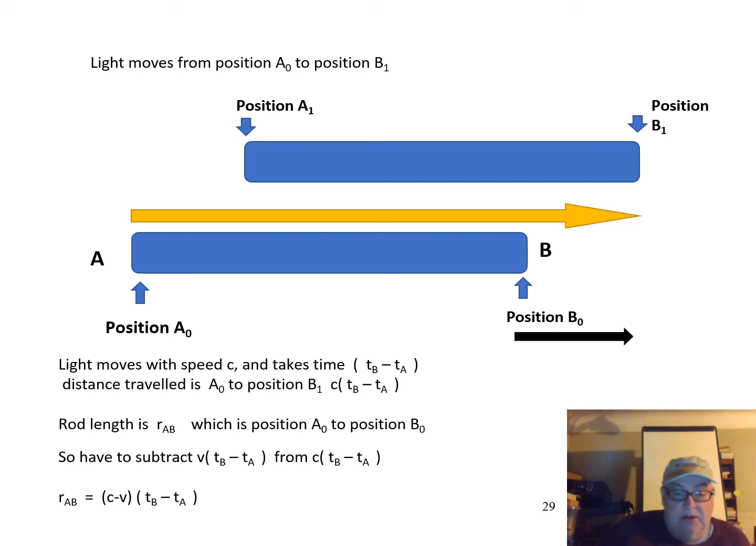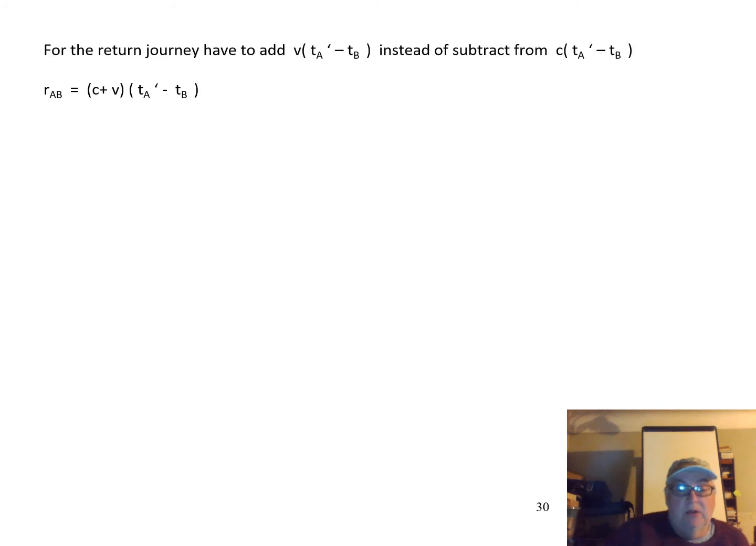And now the rod length is R subscript AB, which is position A subscript 0 to B subscript 0. So you have to subtract v all times T subscript B minus T subscript A from the c all times T subscript B minus T subscript A, and that will then give you the length of the rod R subscript AB. Similarly, you can do it for the return journey, and it gives that equation for the rod length.